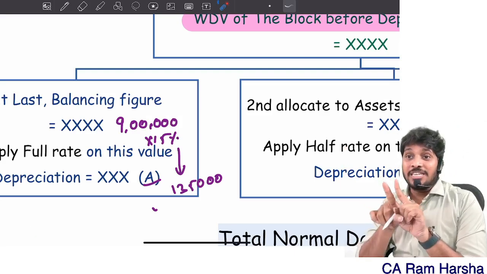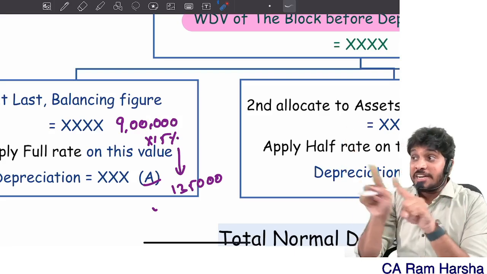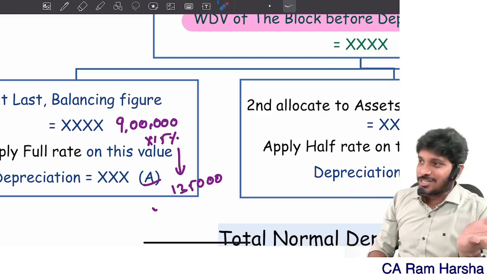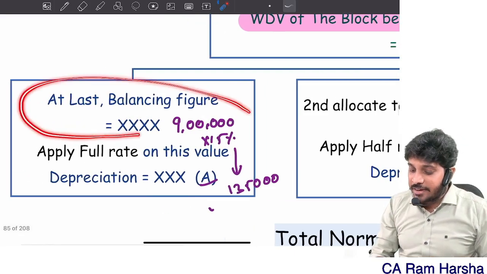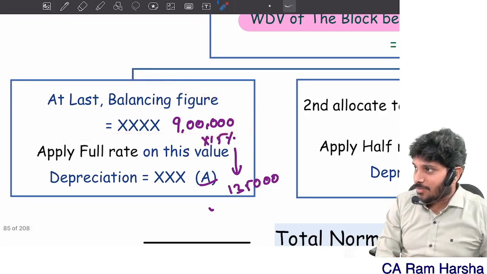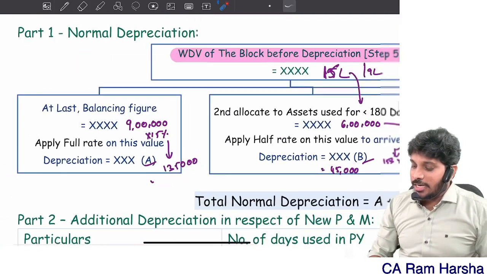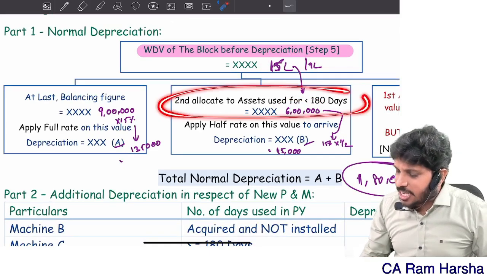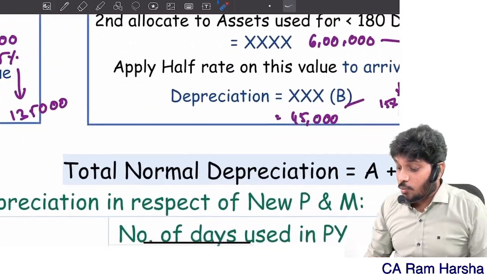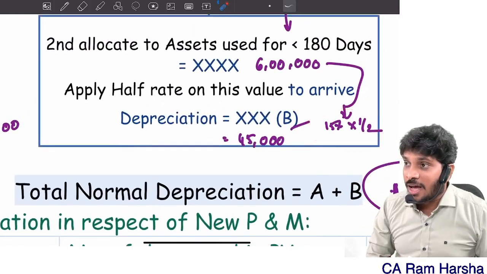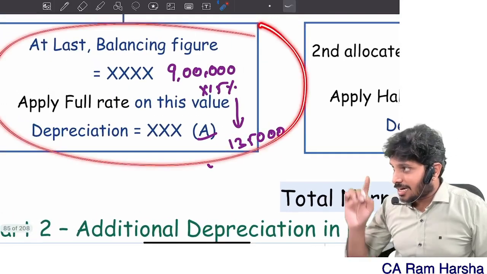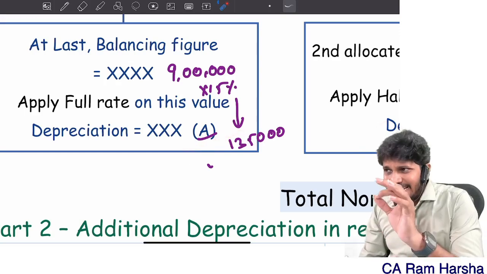Now I am not differentiating more than 180 opening. I am not differentiating. Why? You know, because both of them carry 15% depreciation only. So directly, if any balancing figure is there, I am allocating here. Are you getting it? All of you. So now since out of 15, 6 lakhs is allocated for latest purchased assets, which are used for less than 180 days, I will claim which rate of depreciation? Half rate of depreciation. Still some value is there, then I will allocate here. Correct or not? You understood the logic until now?